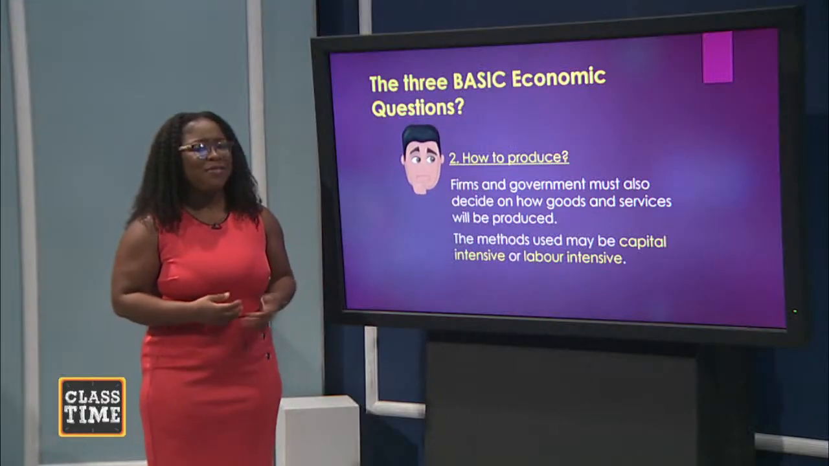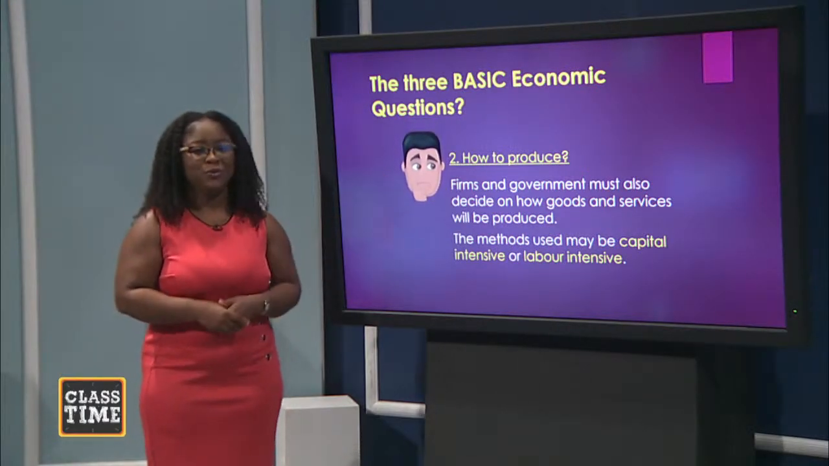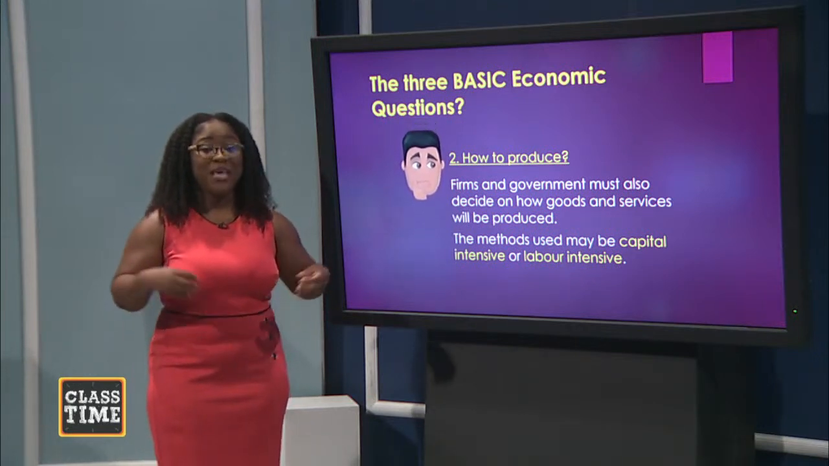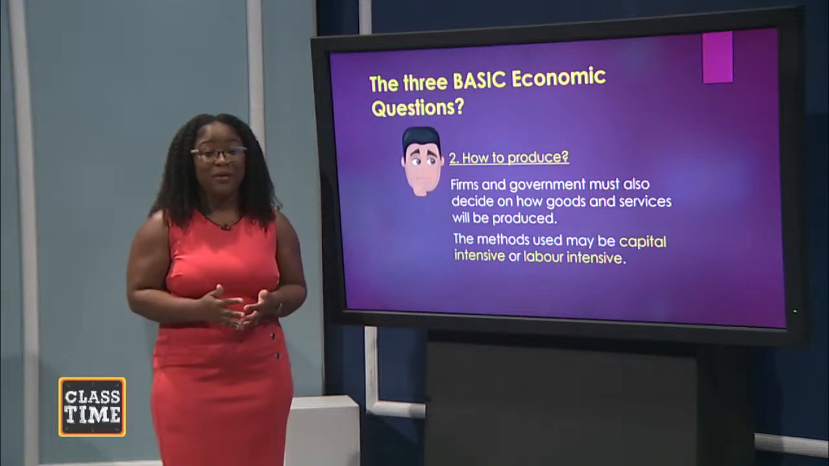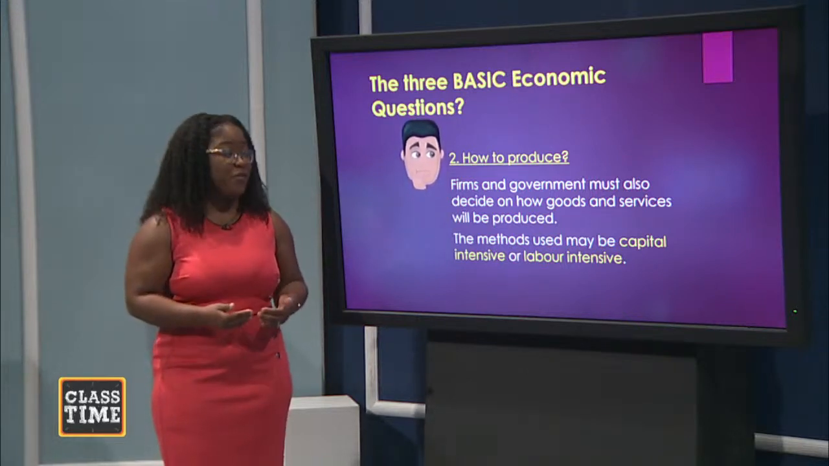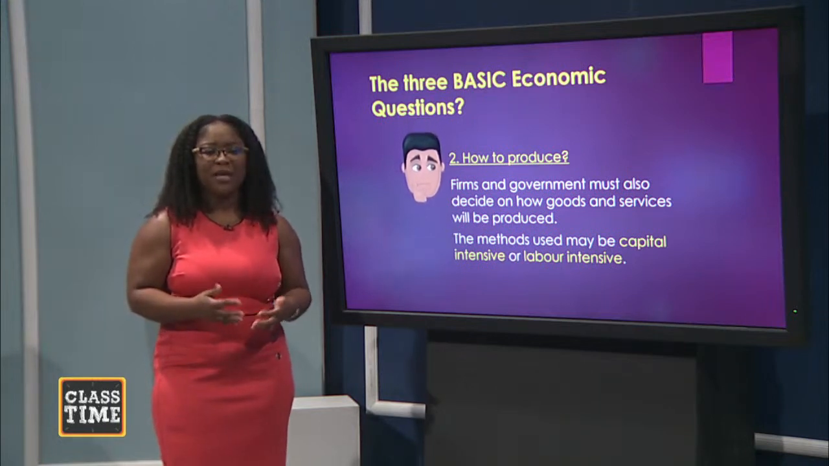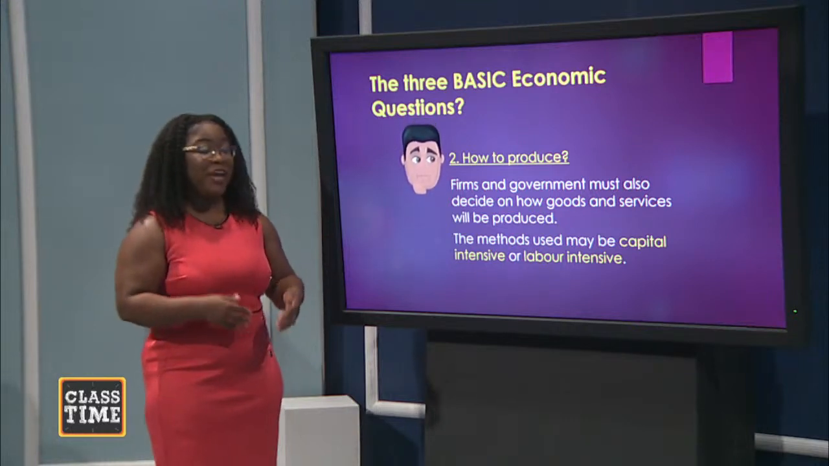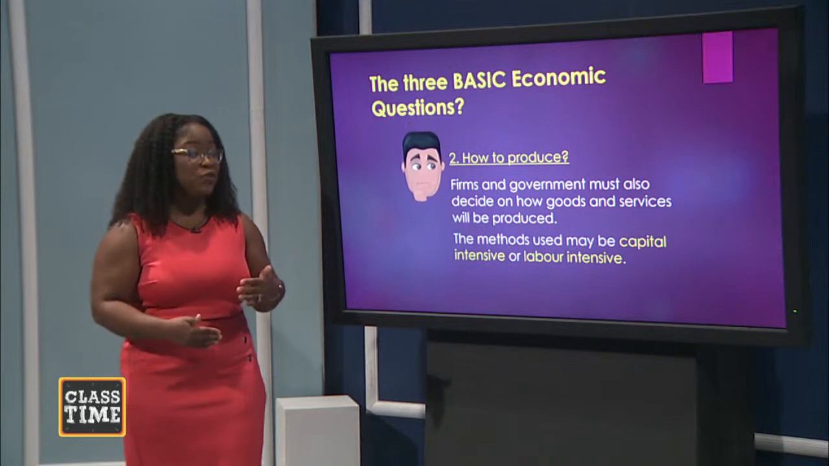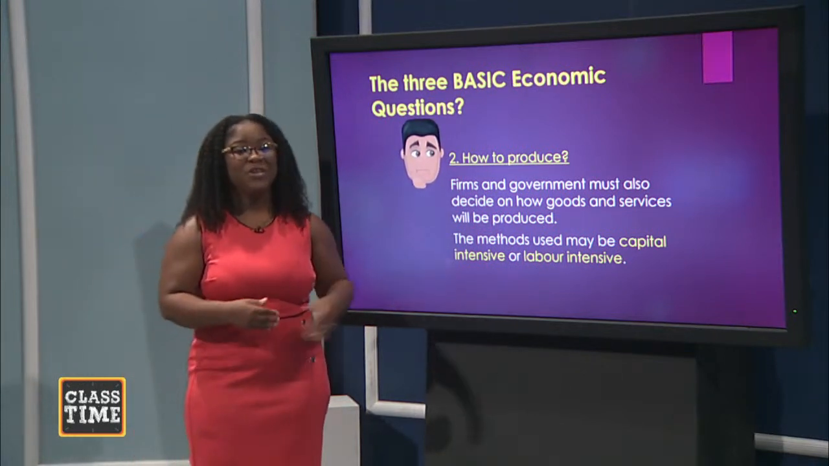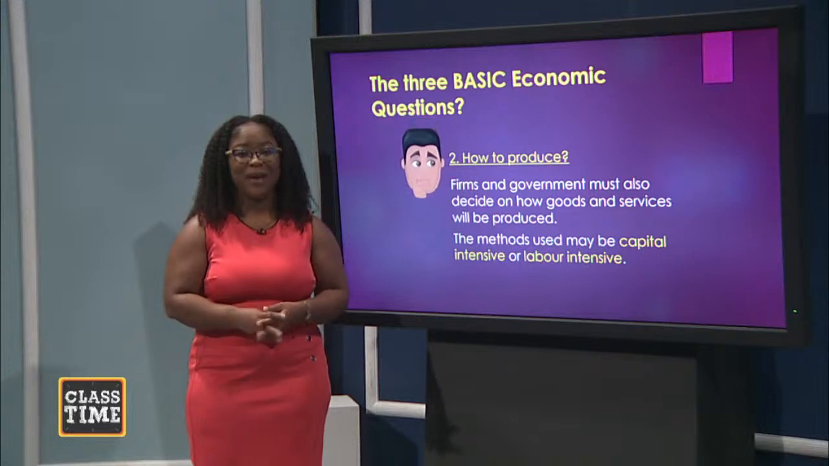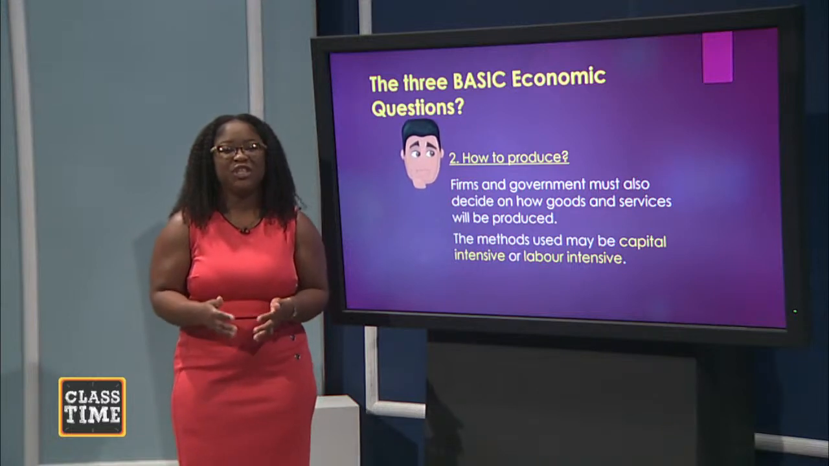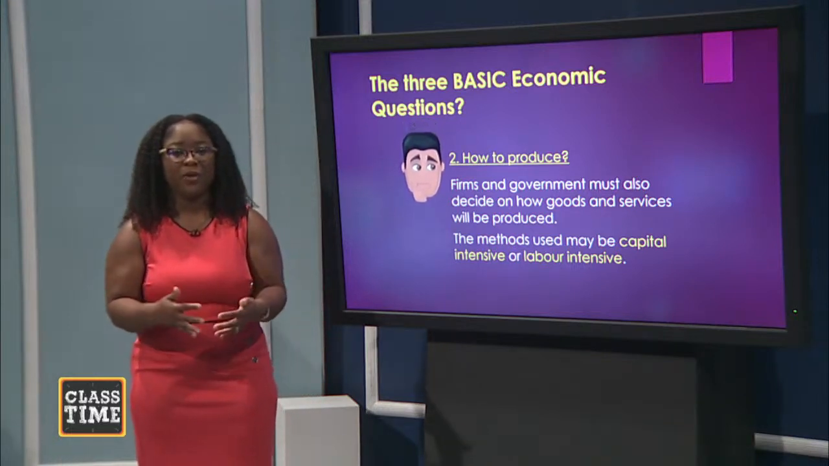So if we look at the question first of how to produce, government and firms may decide to either use more people, more human labor in their establishments, or they may choose to use more capital goods, more machinery to carry out production. If any firm or government chooses to go the route of using machinery, we say that's a capital intensive type of work environment. So there may be a greater use of machinery to carry out the work in that workplace.